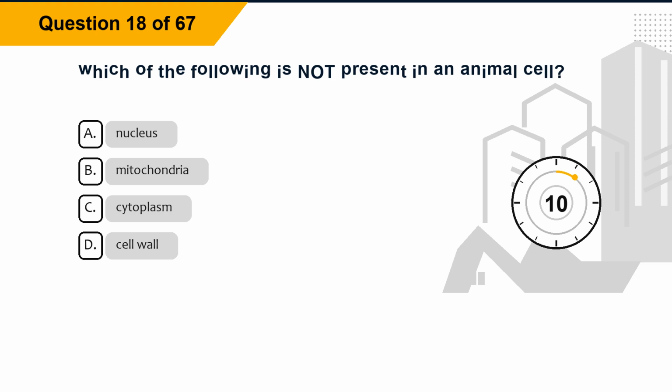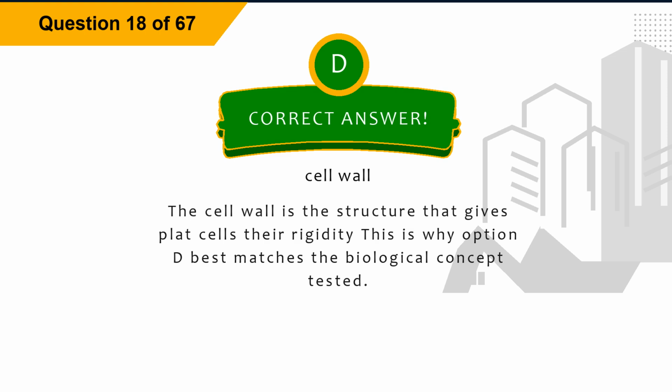Question 18. Which of the following is not present in an animal cell? Option A, nucleus. Option B, mitochondria. Option C, cytoplasm. Option D, cell wall. The correct answer is option D, cell wall. Explanation: the cell wall is the structure that gives plant cells their rigidity. This is why option D best matches the biological concept tested.